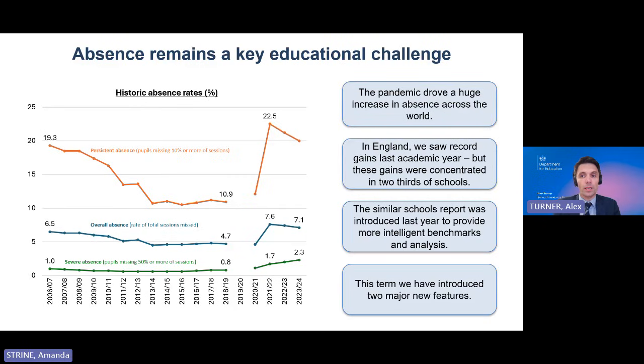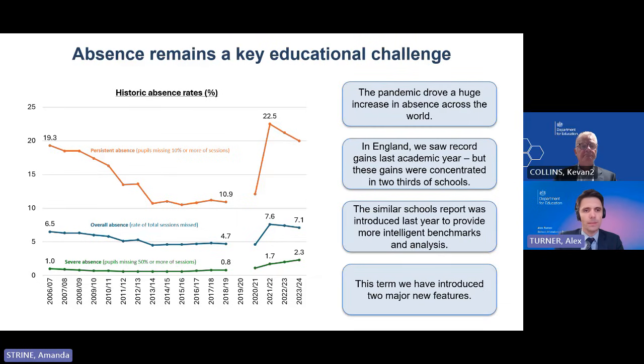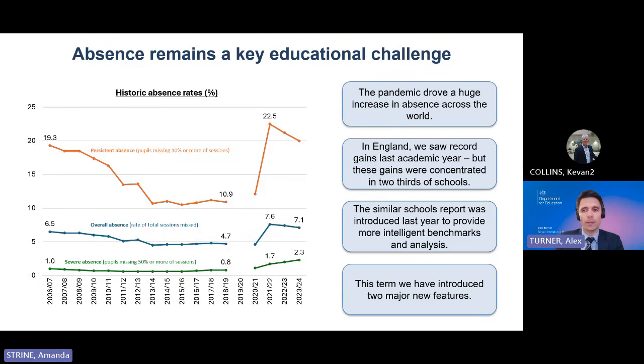Looking at the attendance challenge means going back to well before the pandemic. So we'll start with the graph on the left here that shows you how big the attendance challenge is post-pandemic. The graph shows the historic absence rates we've seen. The orange line shows you persistent absence, the blue line overall absence, and the green line severe absence. And following the pandemic, you can see how steeply overall and persistent absence rose.